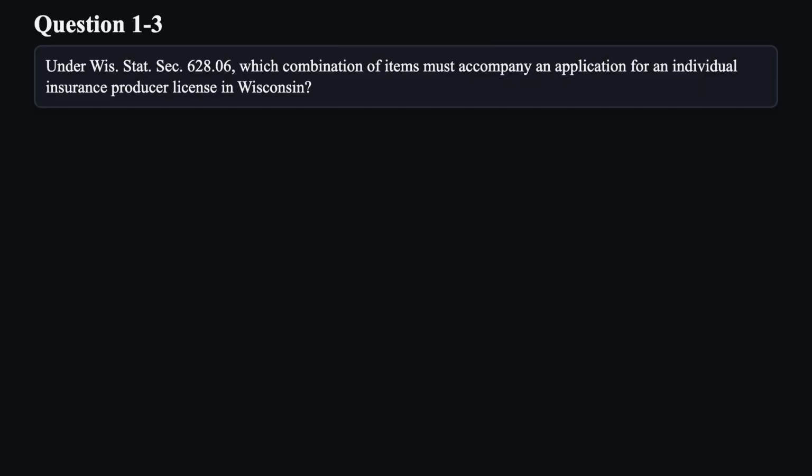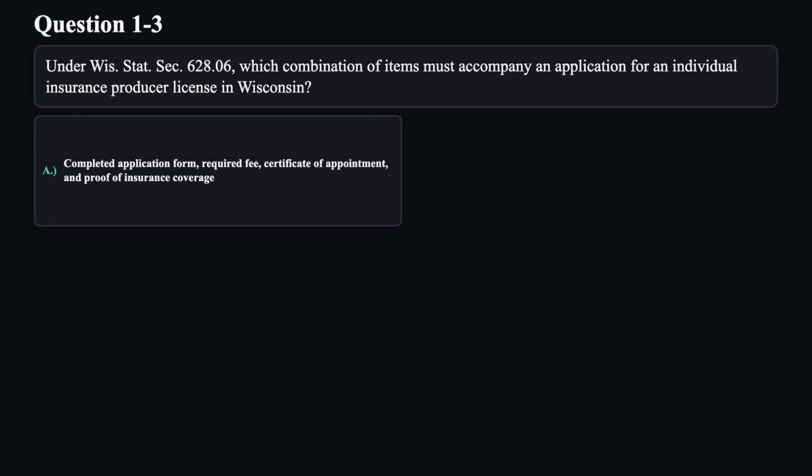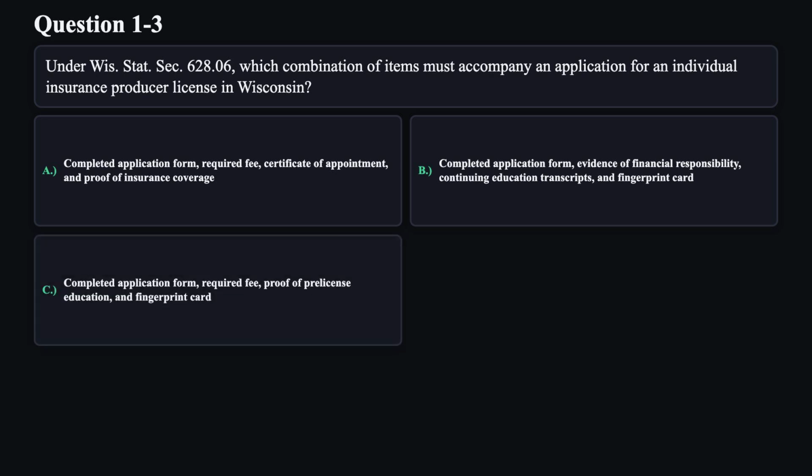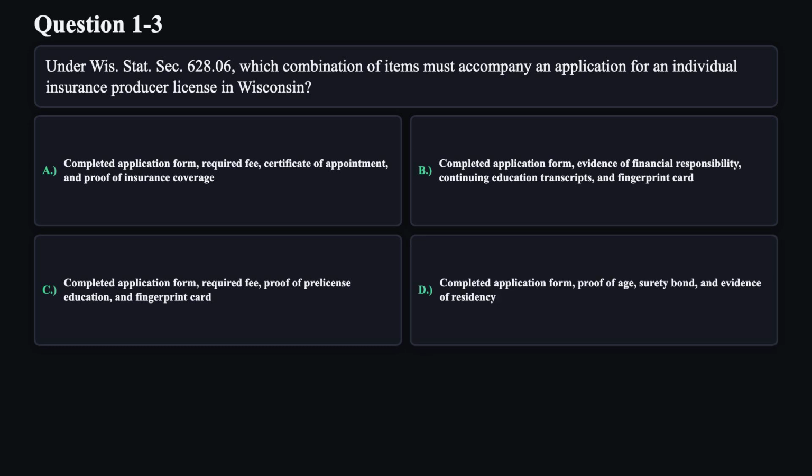Question 3. Under Wis. Stat. Sec. 628.06. Which combination of items must accompany an application for an individual insurance producer license in Wisconsin? A. Completed application form, required fee, certificate of appointment, and proof of insurance coverage. B. Completed application form, evidence of financial responsibility, continuing education transcripts, and fingerprint card. C. Completed application form, required fee, proof of pre-license education and fingerprint card. D. Completed application form, proof of age, surety bond, and evidence of residency.